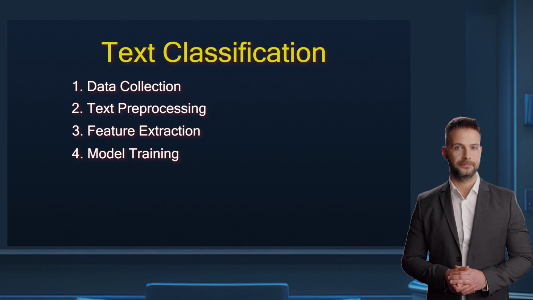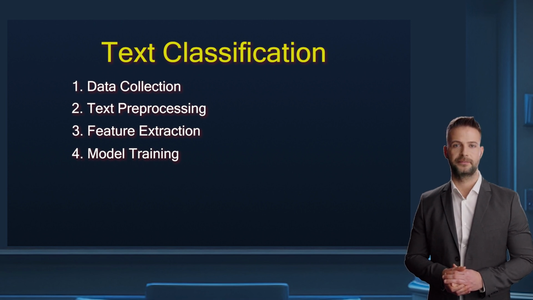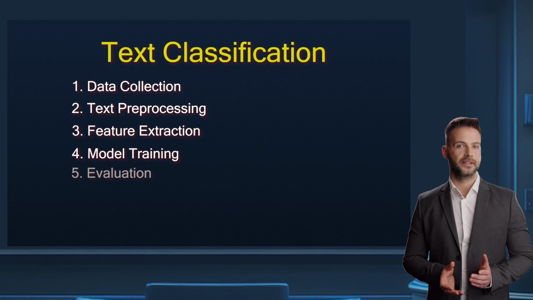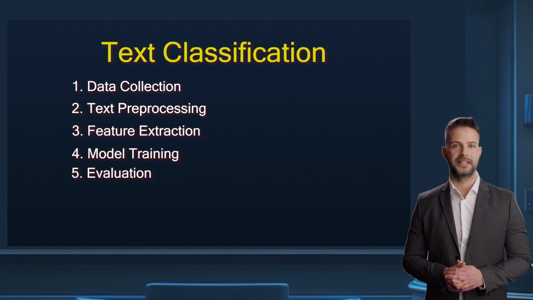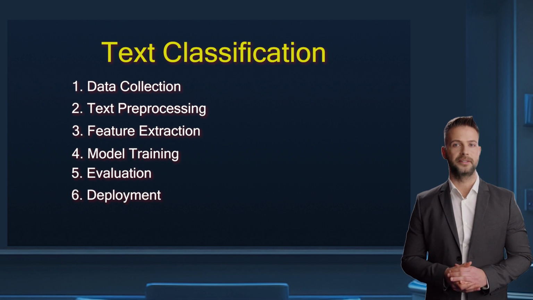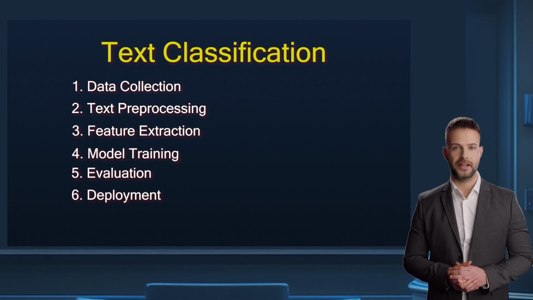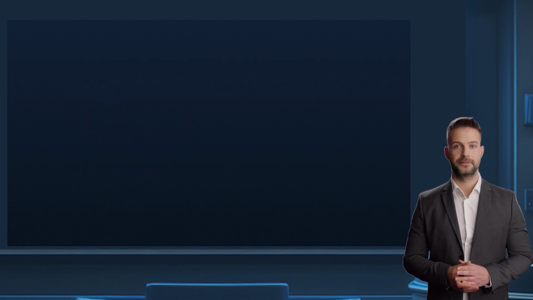Four, model training. Train the chosen classification model on the pre-processed data. Five, evaluation. Assess the model's performance using metrics like accuracy, precision, recall, and F1 score. And finally, six, deployment. Once the model is trained and evaluated, it can be deployed to classify new unseen text data.